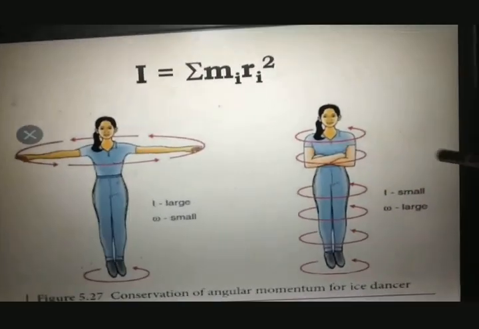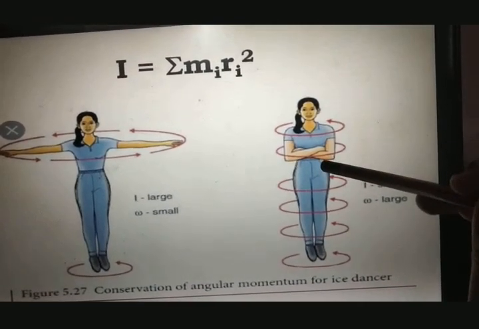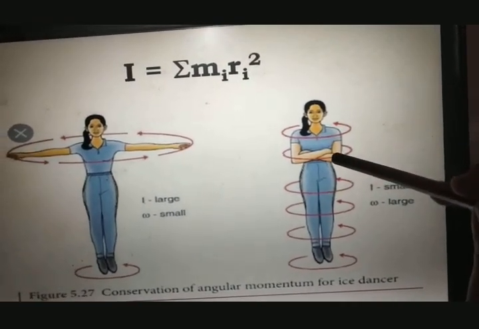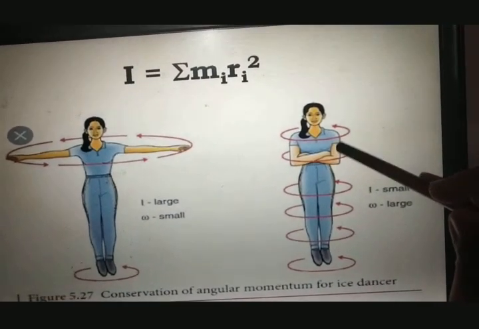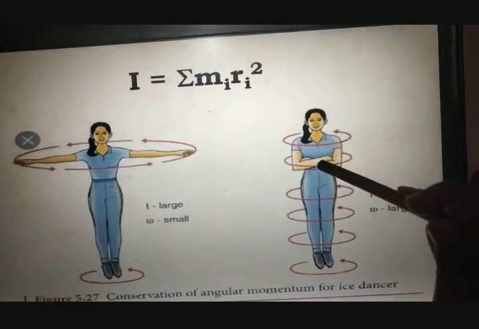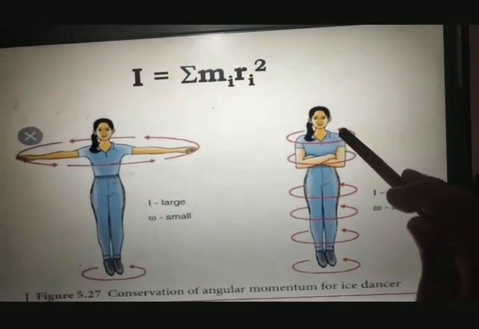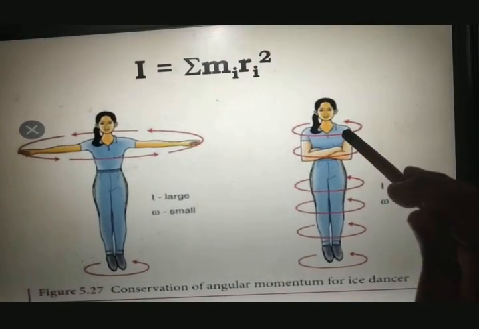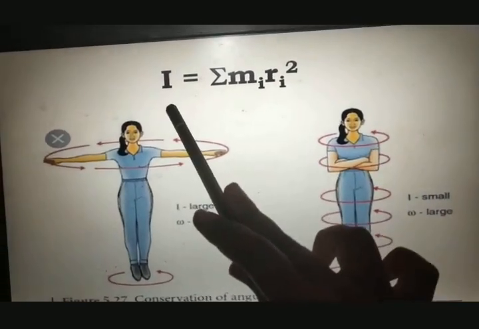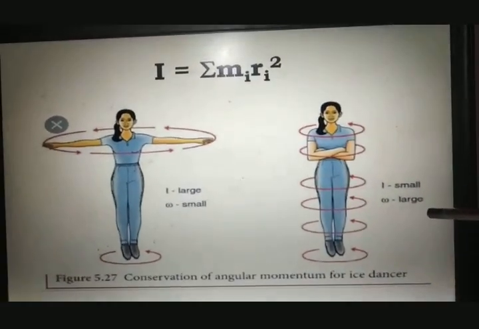Okay, then another one over here is, if she wants to increase her speed, okay, if she wants to increase her speed, what will she do? She will fold her hands. Okay, then what happened again? Here this is the axis of rotation, particles are here, means this axis of rotation and this particle, this distance r becomes less. If r becomes less, I will become less. Okay, and if I becomes less, omega will become larger.